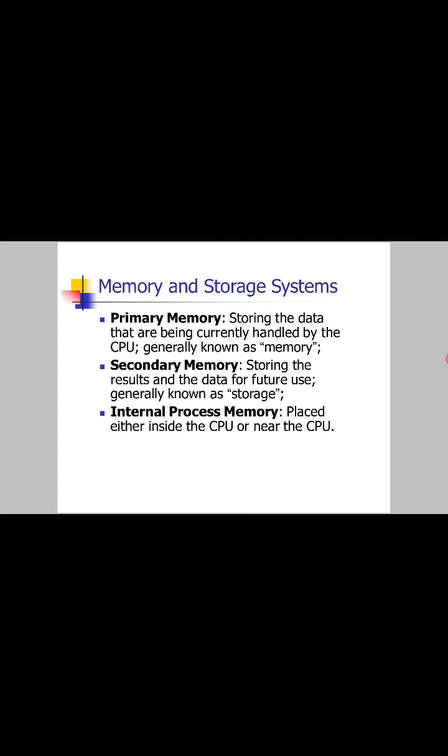So what is primary memory? Primary memory is used to store the data that is currently being handled by the CPU, generally known as memory.